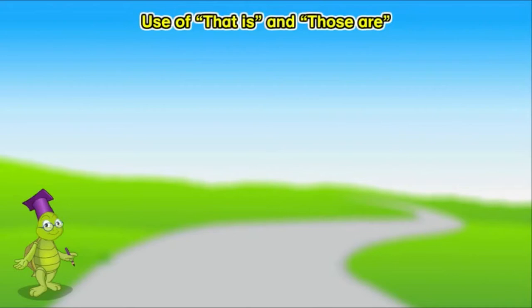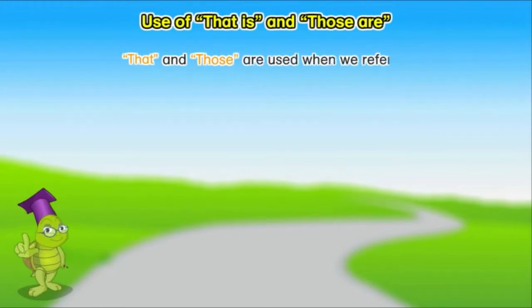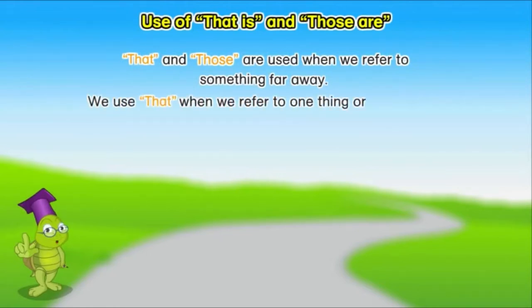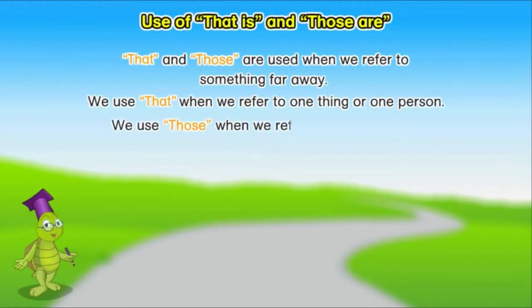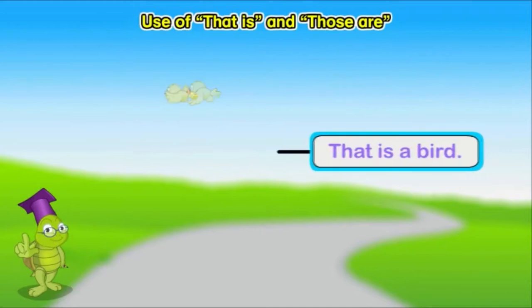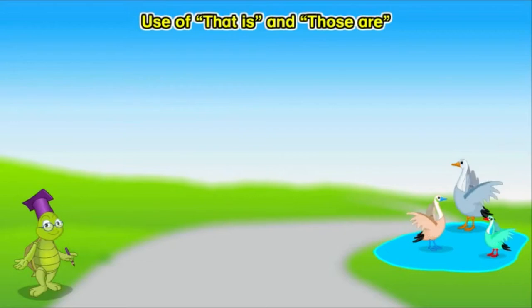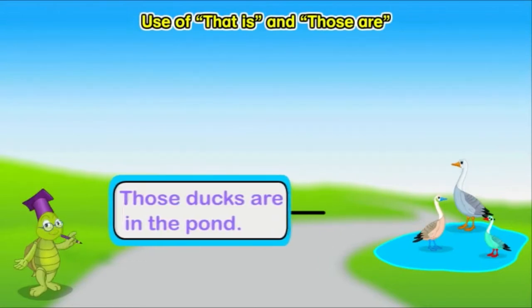Use of that is and those are. That and those are used when we refer to something far away. We use that when we refer to one thing or one person. We use those when we refer to many things or many persons. That is a bird. Those ducks are in the pond.